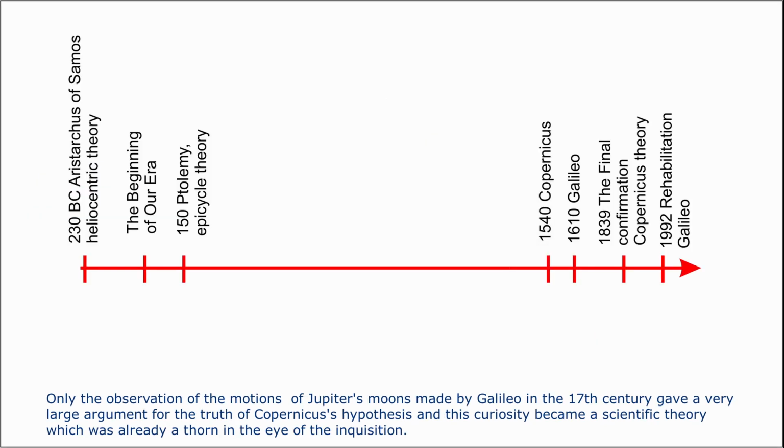Inquisition. Only the observation of the motions of Jupiter's moons made by Galileo in the 17th century gave a very large argument for the truth of Copernicus's hypothesis, and this curiosity became a scientific theory which was already a thorn in the eye of the Inquisition.